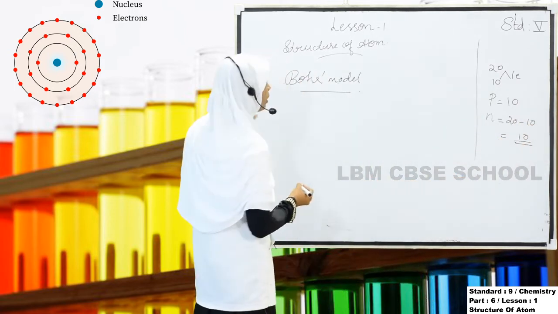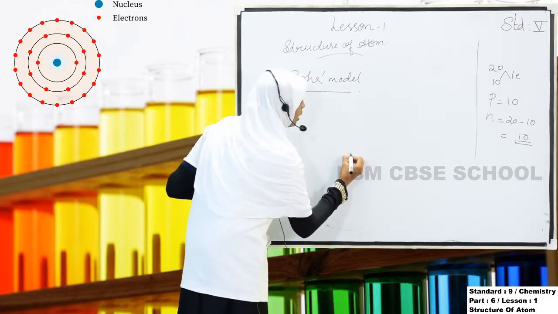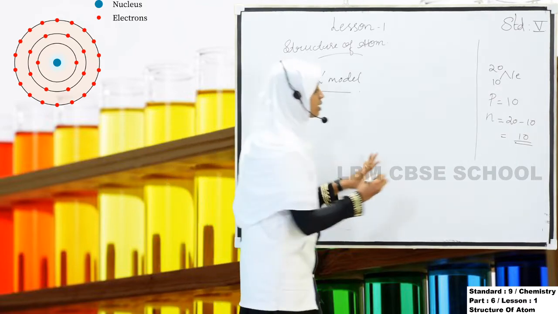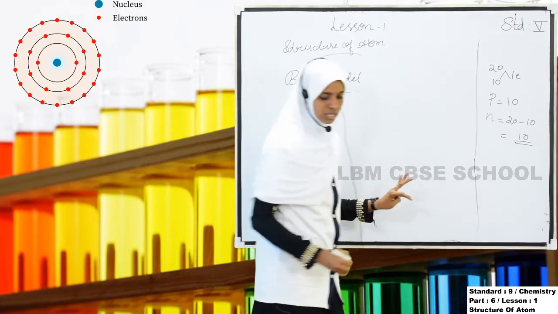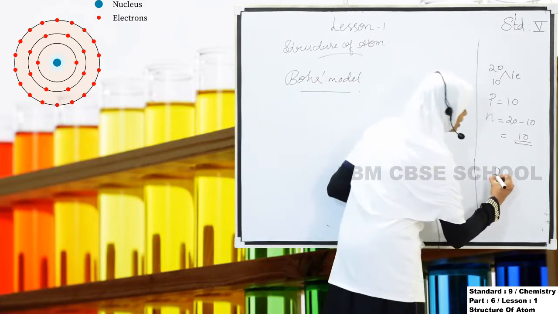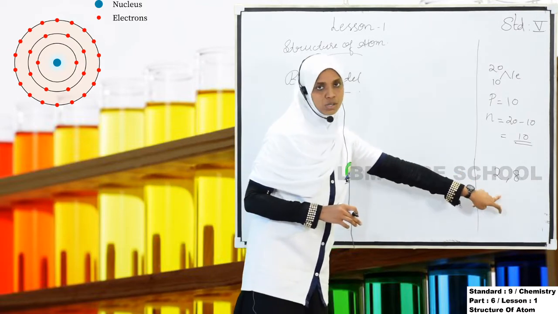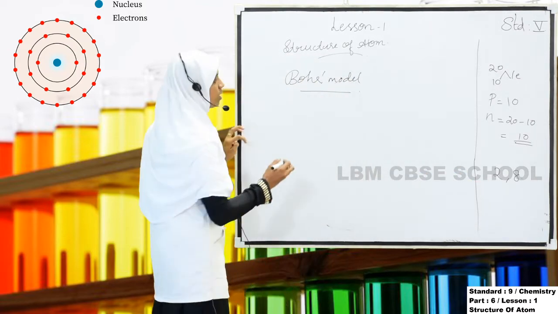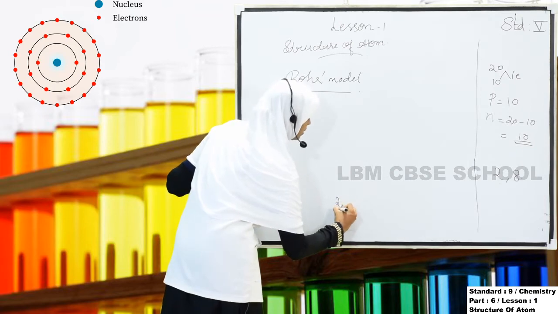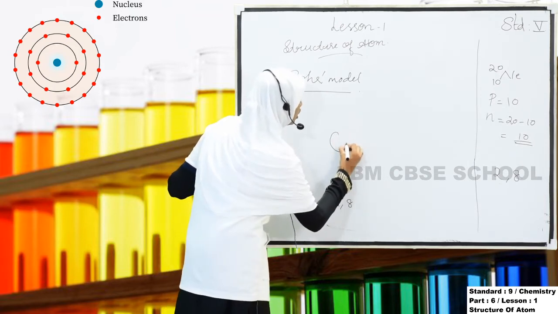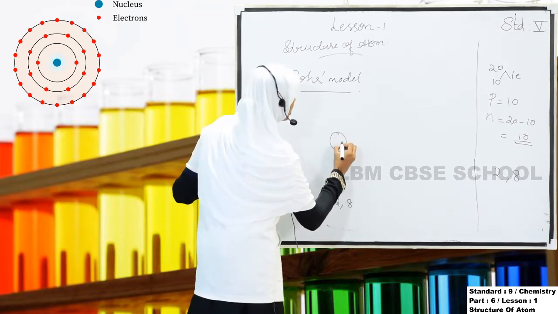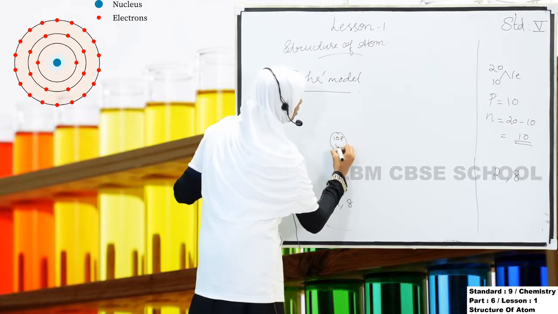Then how do we draw this? What is the electronic configuration? The electronic configuration is 2 8. First we write the electronic configuration, and after that we draw the model. First we draw the nucleus. How many protons and neutrons? 10 protons and 10 neutrons.